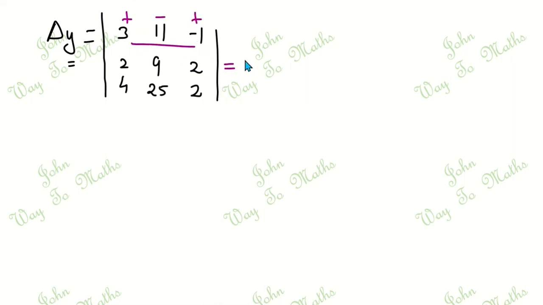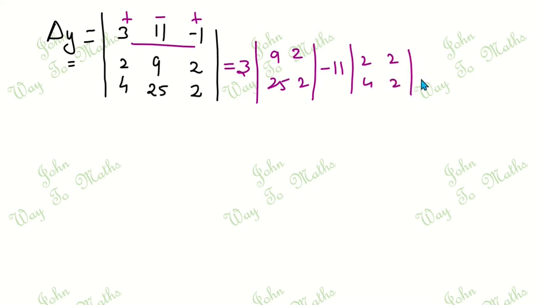I am going to expand. So 3 times the determinant, where the row and column will be eliminated. So remaining entries 9 2 25 2. Then minus 11, where the row and column will be eliminated. So 2 4. Then 2 2. Then minus 1, where the row and last column will be eliminated. So remaining 2 9 4 25.